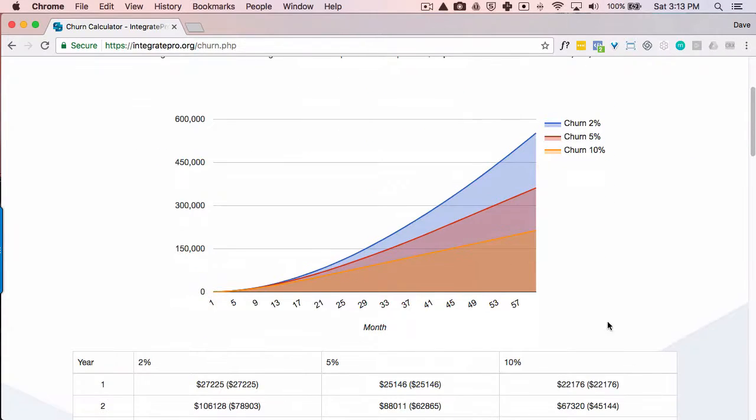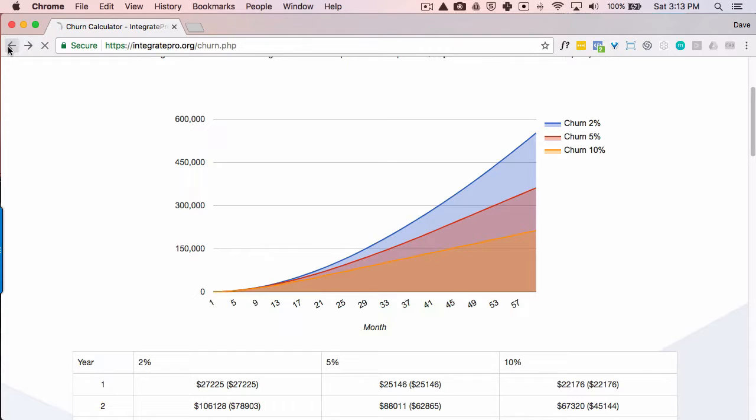So after 5 years, 10% churn, you would have generated $213,000 total revenue. 5%, $361,000, and then 2%, $552,000. So huge difference, about 2.5 times as much, or not quite. Actually, I think so. Just by having that churn rate be 2% versus 10%.